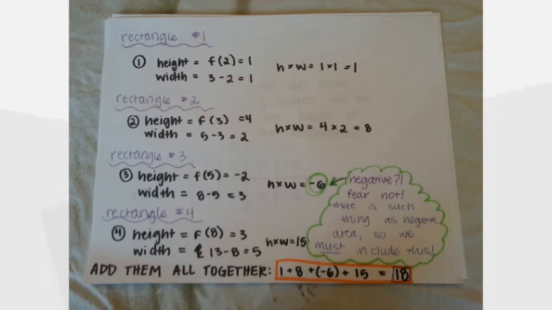Anyway, the width is the difference of the x values, or 8 minus 5, which equals 3. The height times the width is negative 6. Make sure to keep the negative.